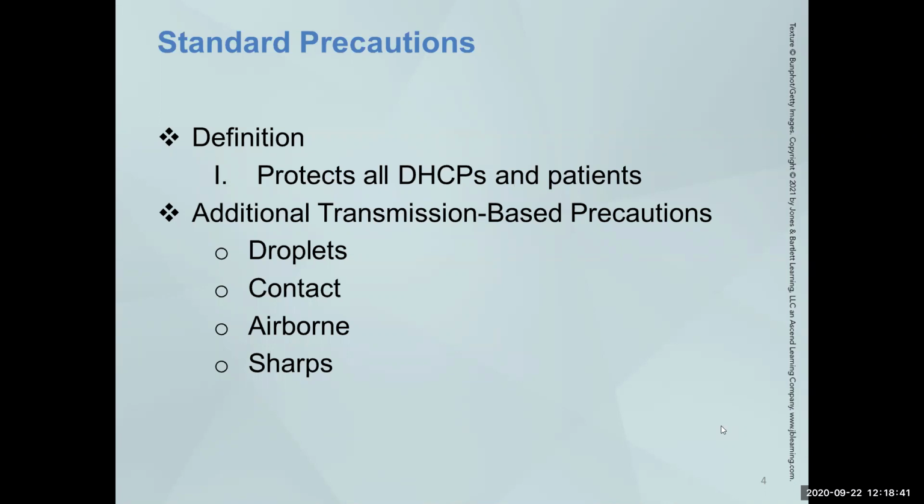The first one is going to be blood. All body fluids, secretions, and excretions, except for sweat, regardless of whether they're found in the blood, can have bacteria in it. So we want to be looking at non-intact skin, intact skin, and then additional transmissions. How are they going to be transmitted?